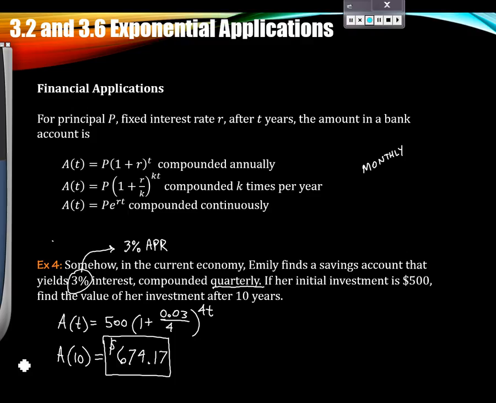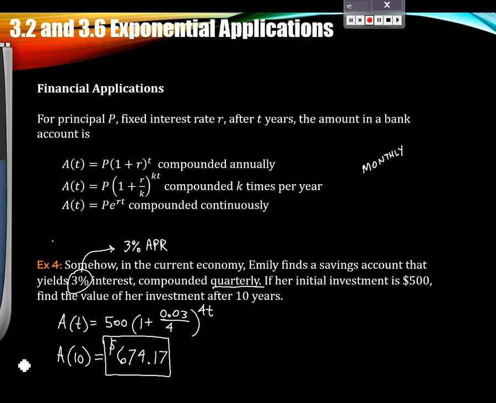If we're compounding every minute, what would k be? Every minute. A lot. Oh, it's that song. 525,600. You don't know that song? The point is it'd be big, okay.